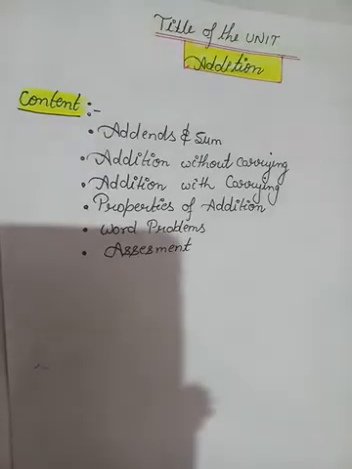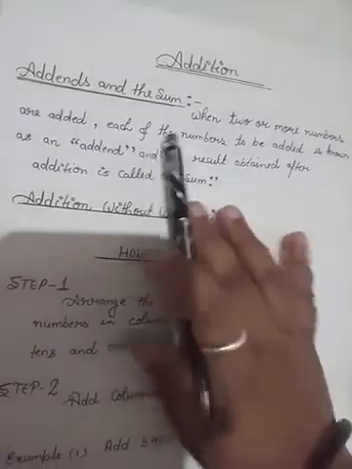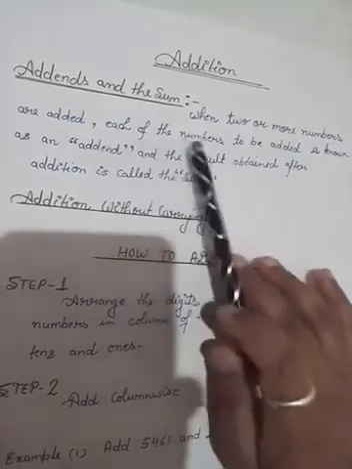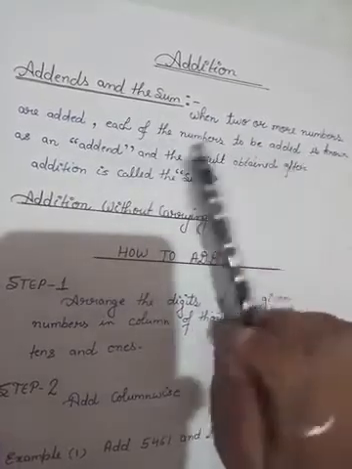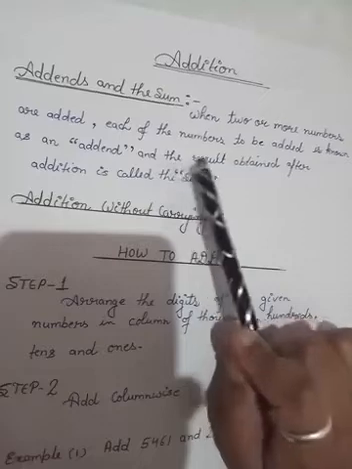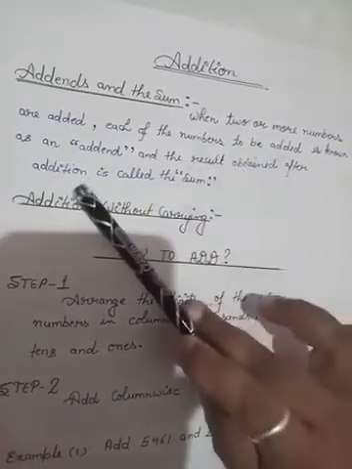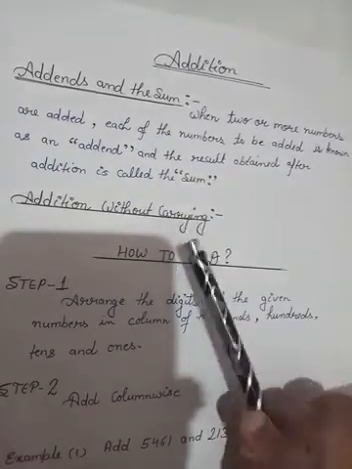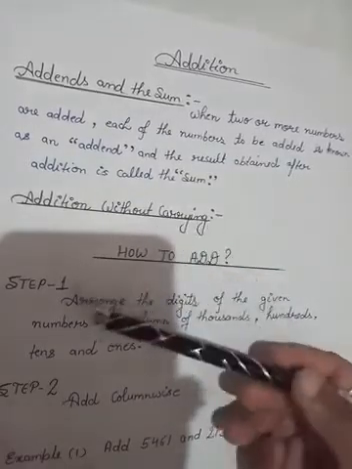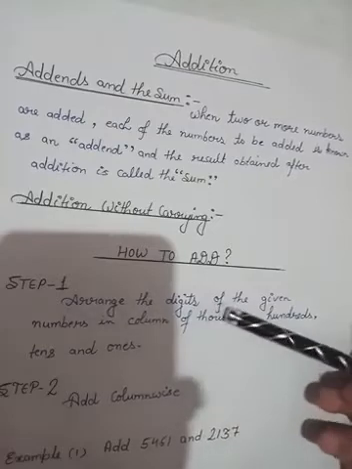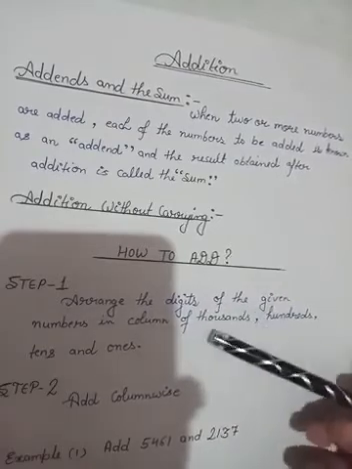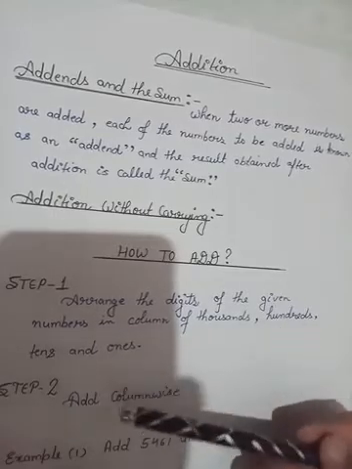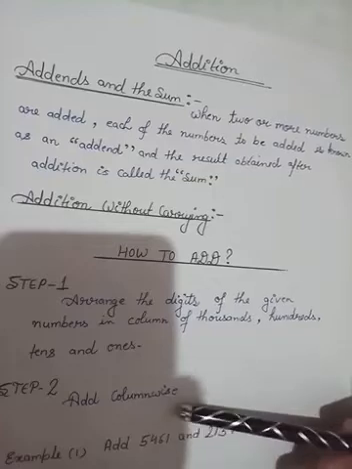Now, our first topic is addend and sum. When 2 or more numbers are added, each of the number to be added is known as an addend, and the result obtained after addition is called the sum. Addition without carrying. How to add? Step 1. Arrange the digits of the given number in columns of thousands, hundreds, tens and ones. Step 2. Add column wise.